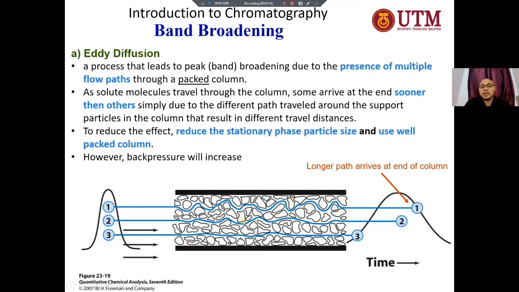This is happening because the column material is not well packed. To reduce the effect, we need to reduce the stationary phase particle size. As the stationary phase particle size becomes smaller, we can reduce the pore volume inside the column that can provide extra distance or multiple paths to the molecule of interest.